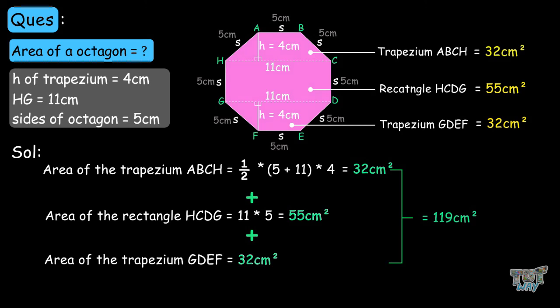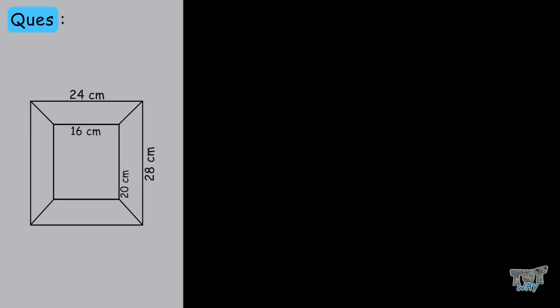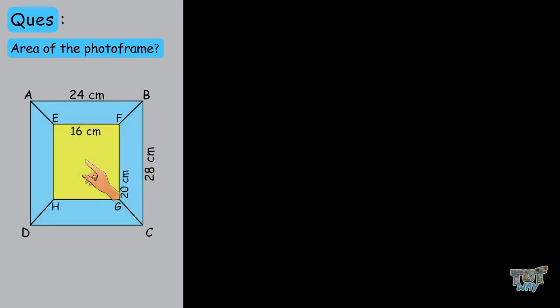Now we have our next question. We have a diagram of a photo frame where the dimensions of the outer frame are given. We have to find out the area of the photo frame. Let's solve it. Let's name the vertices of the photo frame. We can name them as A, B, C, D for the outer ones and E, F, G, H for the inner. So we have given them all names.